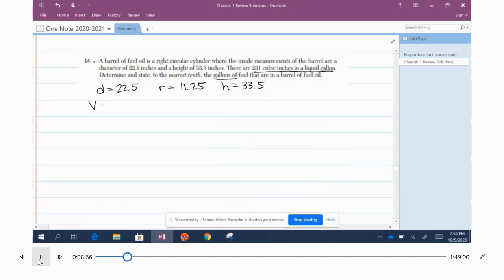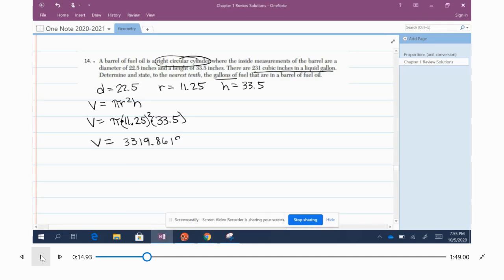Volume formula, pi r squared h. Okay, so real quick, r squared, pi r squared h right there. Let the calculator do that. 13,319. Now we're just going to convert.